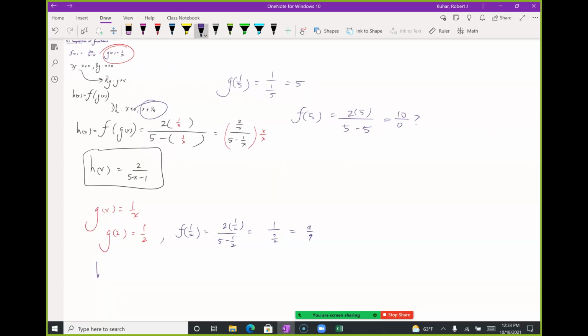So now we're going to go into h, but we're going into h of 2. And of course we're going to get out 2/9. So 2 over 5 times 2 minus 1, there it is already. 2 over 10 minus 1, 2/9, done.